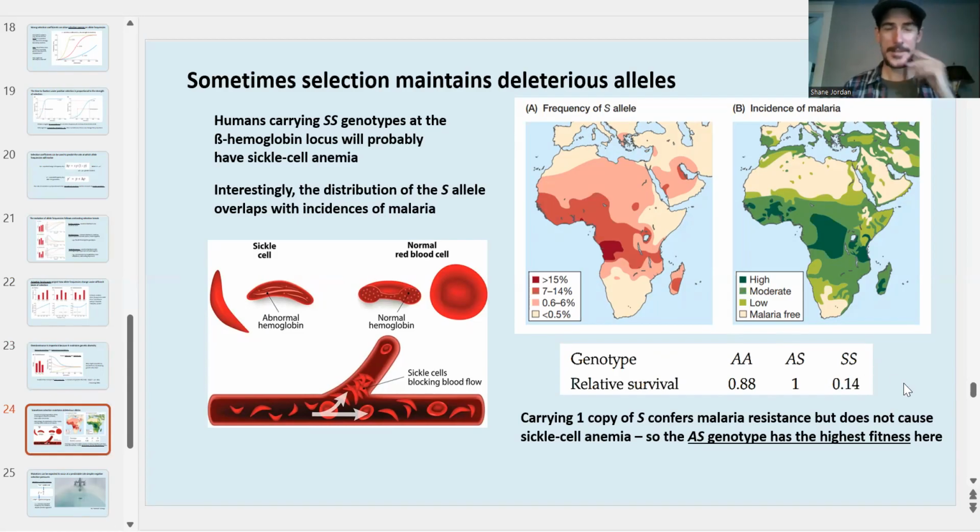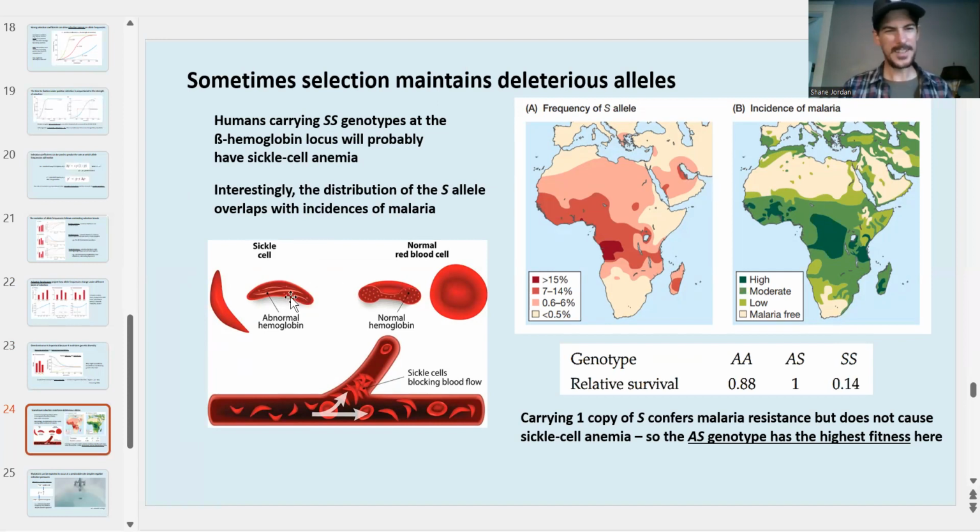Again, I know it's kind of inconvenient that we're constantly shuffling around the different letters that we use to represent alleles, but that's what scientists do. But what we classically know is that humans who carry 2 copies of the S allele, who have SS genotypes for the beta hemoglobin gene, are probably going to generate a very, very terrible and harmful disease called sickle cell anemia.